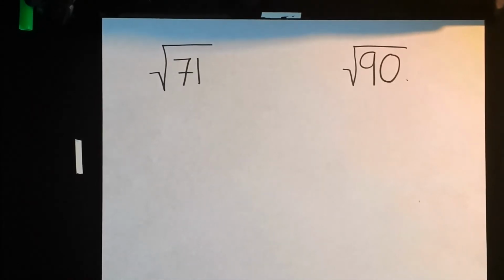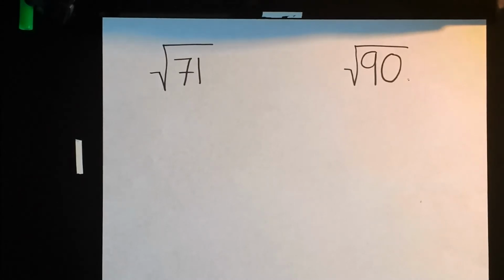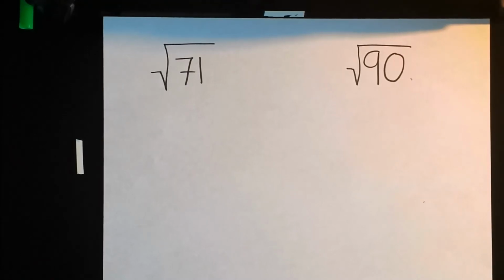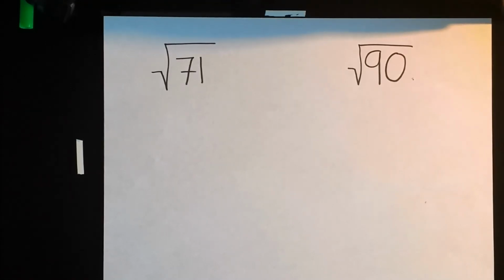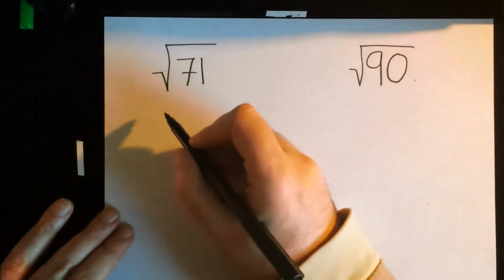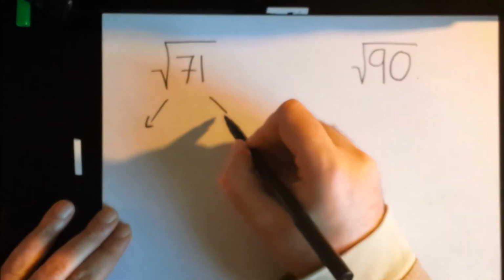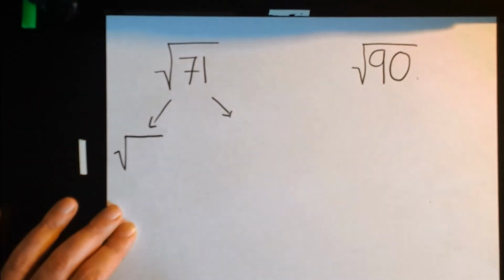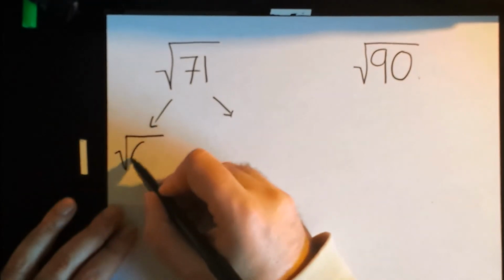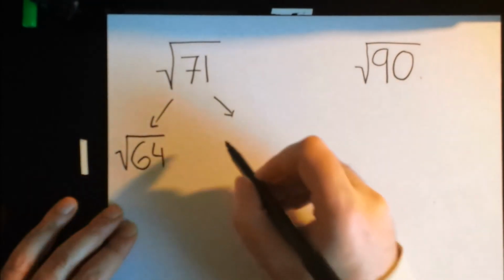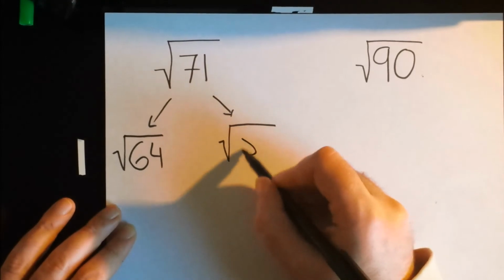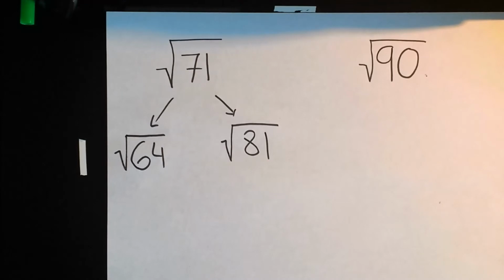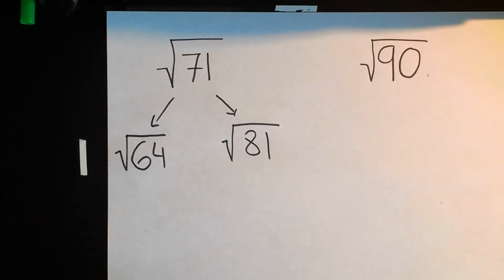All right, 71. Again, it's not a perfect square. There are no two integers, or at least no identical integers, when multiplied that'll get you 71. But what are the two closest perfect squares? Well, on a small scale, right below 71, we have 64. On the larger scale, right above 71, we have 81. Those are the closest, one above, one below.